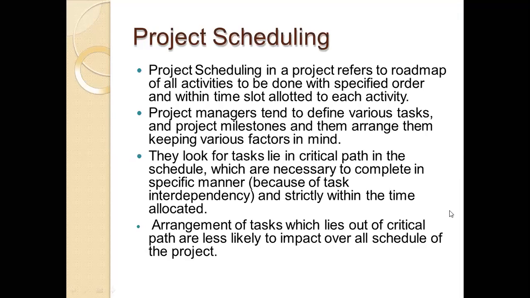Critical path is, in short, the path that is required to complete a particular project. Arrangement of tasks which lie outside the critical path are less likely to impact the overall schedule of the project. So the overall schedule of the project from start to end defines a critical path that should be followed while an organization is developing any project. So project scheduling is very important from the point of view of the cost, effort, size, and delivery on time of a particular project.